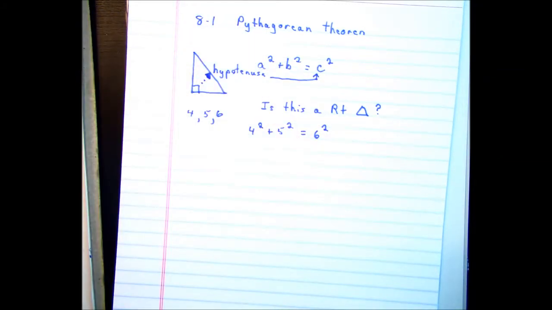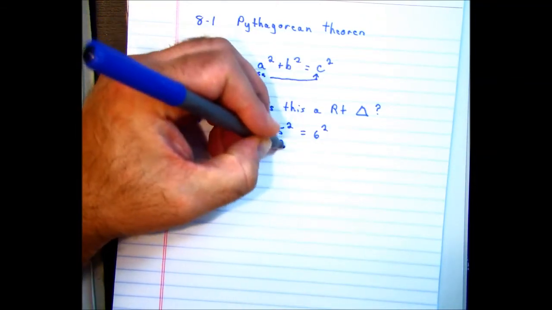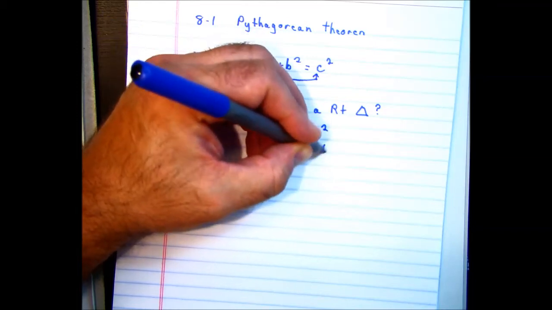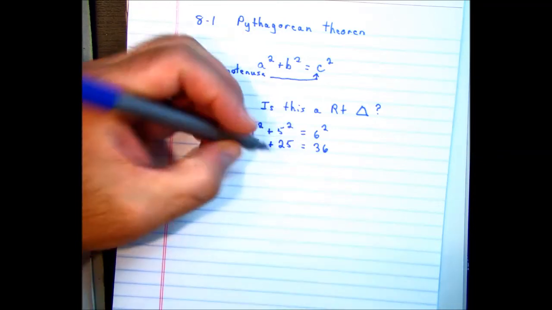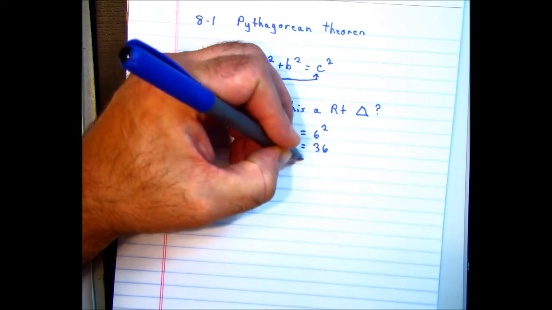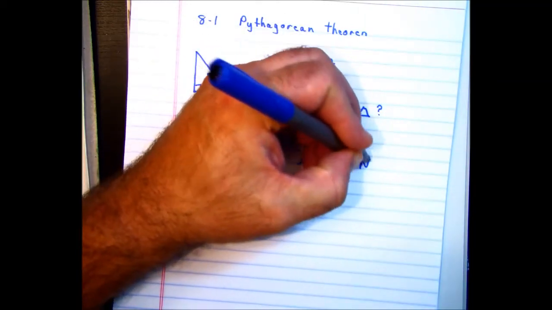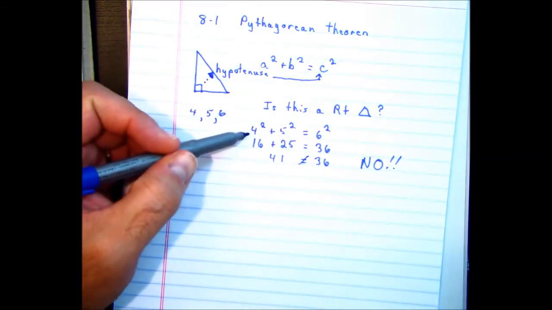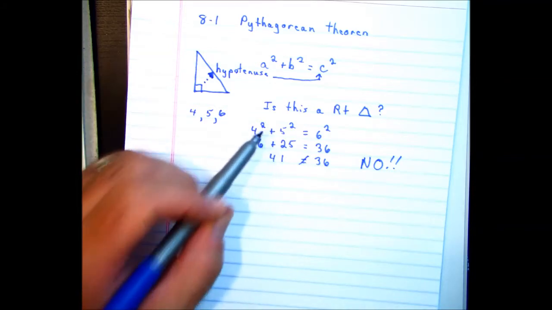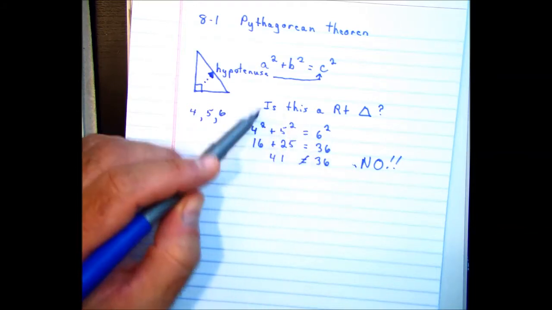If this doesn't work, then it's not a right triangle. So let's do it. 16 plus 25 is equal to 36. Hopefully you understand that is not true, because 16 plus 25 is 41, and 41 does not equal 36. So if I ask you, is this a right triangle? The answer would be a big fat no, and the reason is this work. You have to show this work all the time. You can't just say no. I have to see the work and the answer no.